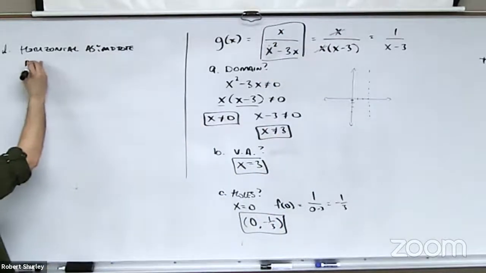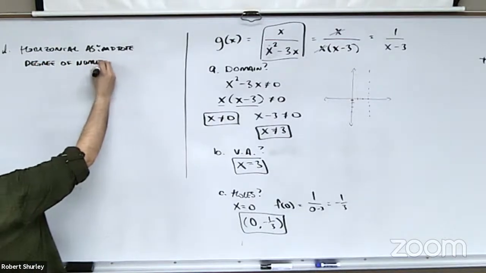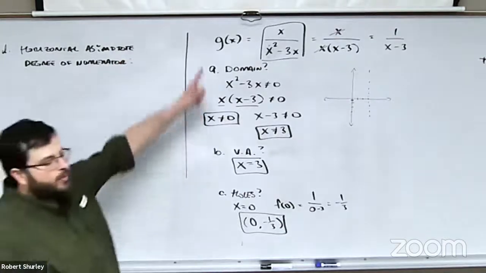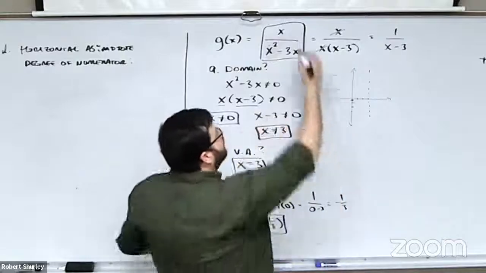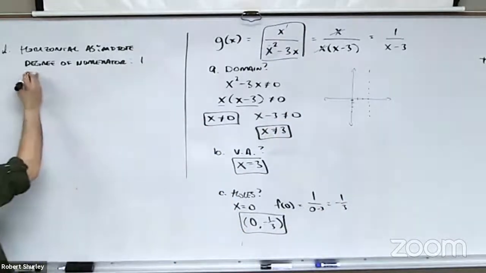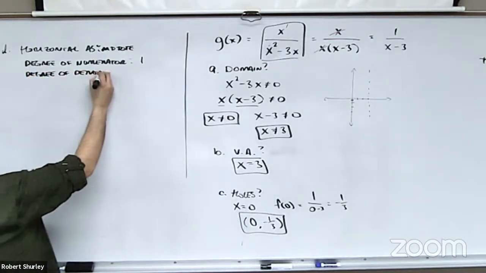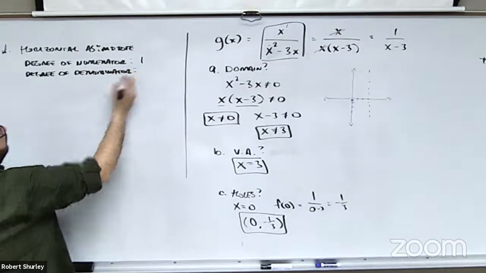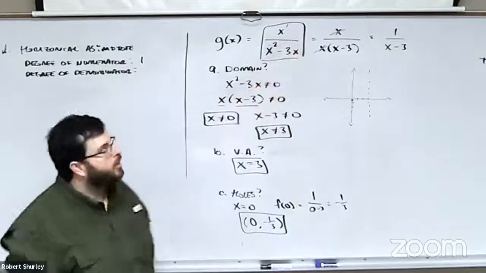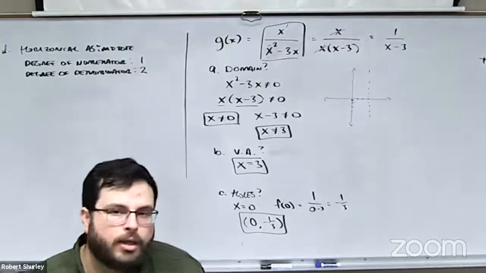The degree of the numerator. I'm only going to write this out long ways once. If I look at the degree of this numerator, it's 1. Remember, it's just the highest degree variable, 1. The degree of the denominator here is 2, right? We've got x squared minus 3x. The highest degree term is 2. Okay, the degree of the numerator is 1 and the denominator is 2.